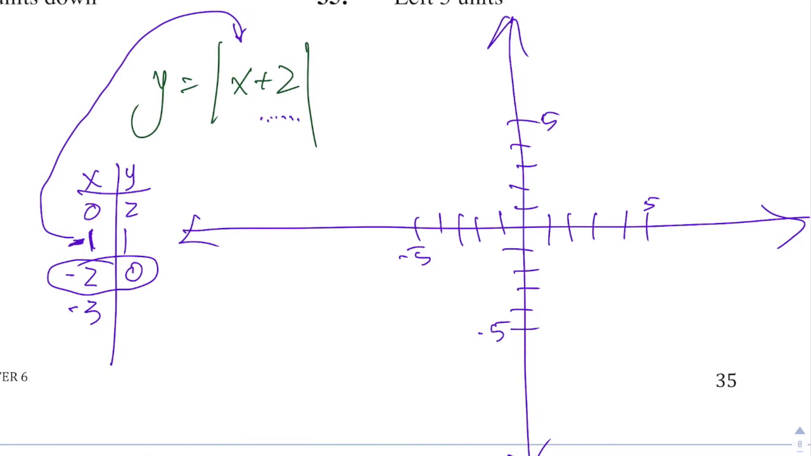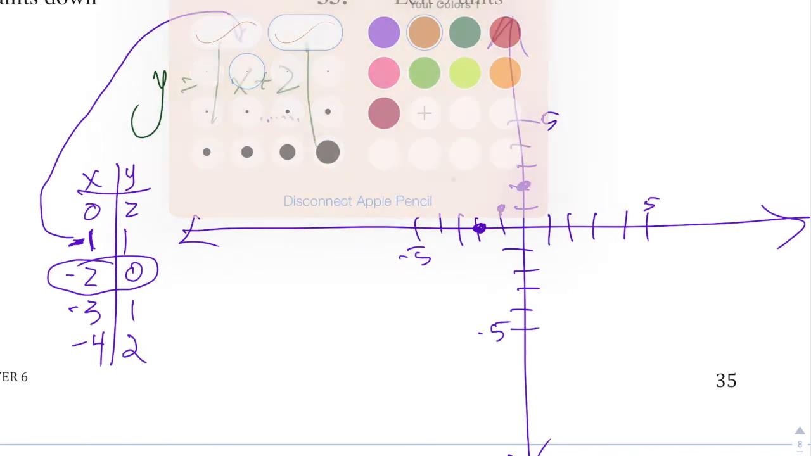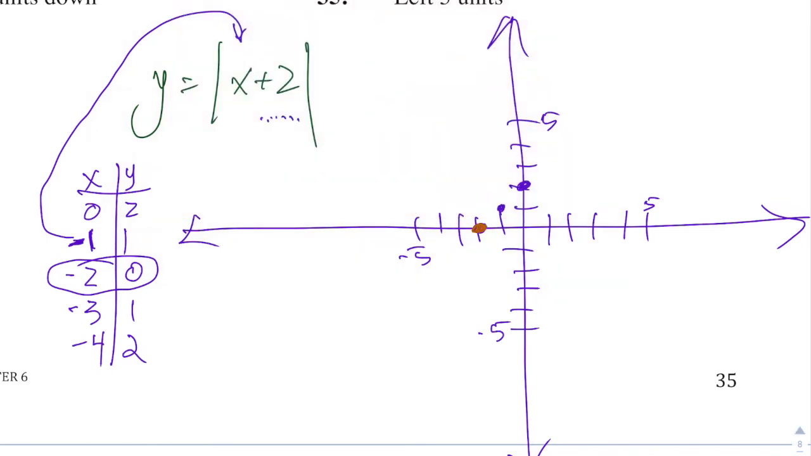If you plug in a -3, we've got -3 plus 2, that's -1. Absolute value of that is 1. And we're starting to see the symmetry arise. -4 plus 2 is -2. Absolute value of -2 is 2. So let's graph all these. Here's 0, 2. Here's -1, 1. Here's -2, 0. Bang. That is the vertex of the absolute value. Then -3, 1 and -4, 2.